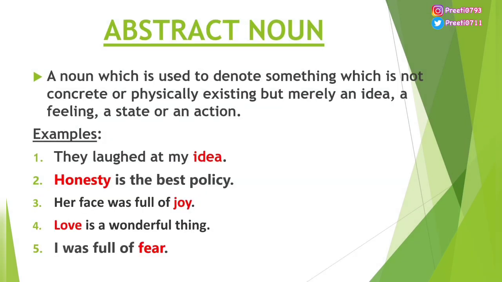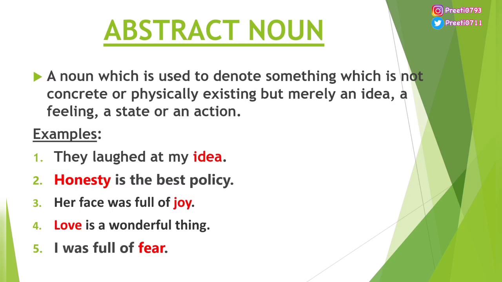Another type of noun is abstract noun. Its definition says a noun which is used to denote something which is not concrete or physically existing, but merely an idea, a feeling, a state or an action. Look at the examples given here. It says they laughed at my idea. So idea here is that word which we cannot see, which we cannot touch, but which can only be felt.